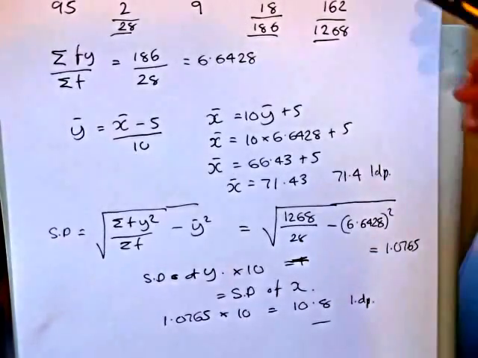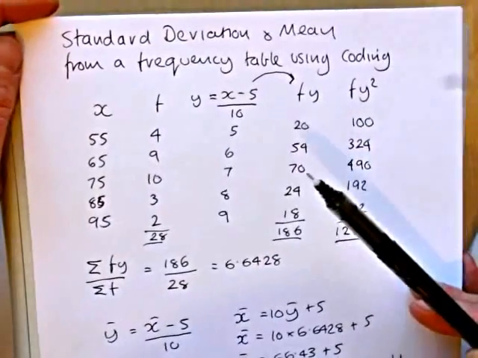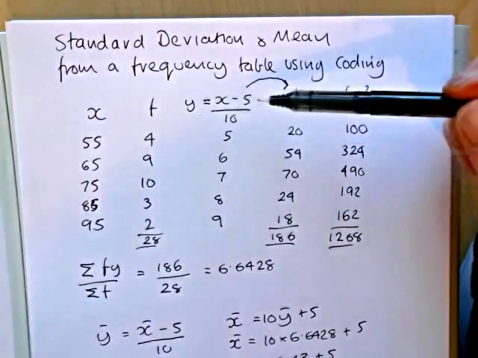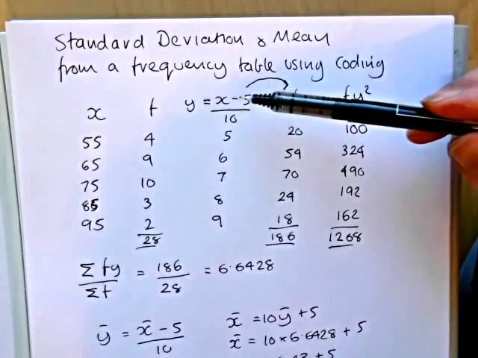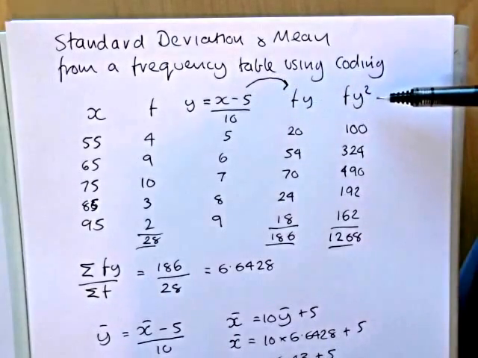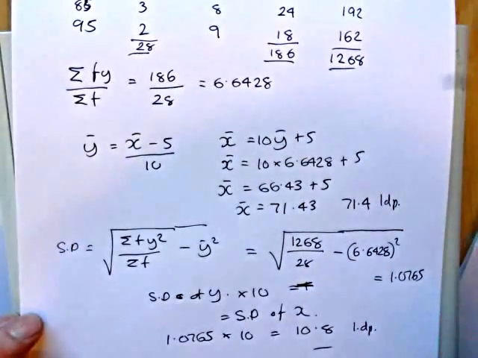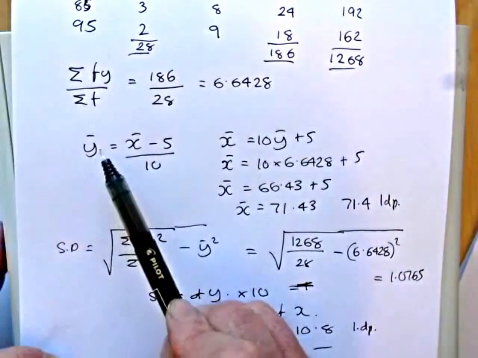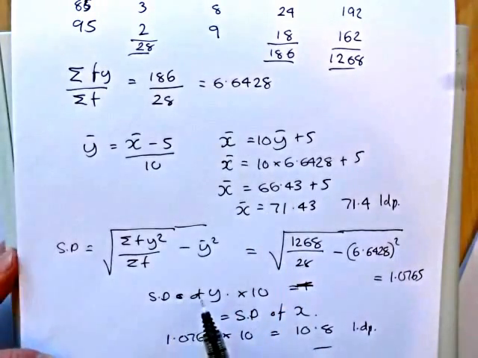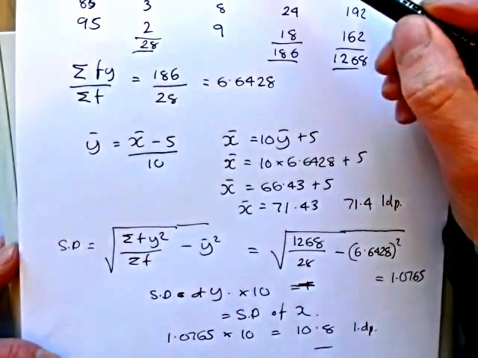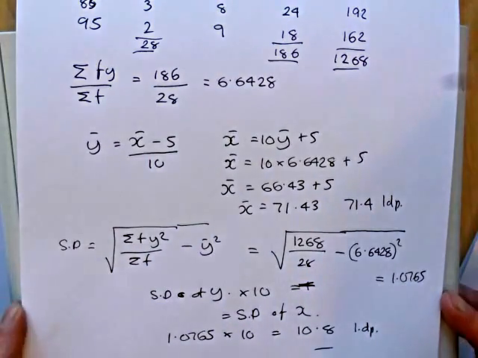Important things to remember is how to code. To use the coding, that's fairly simple. Finding f times y is simple. Be careful on Fy squared. Make sure it's y times Fy to get Fy squared. Make sure you substitute it into your formula and you know how your calculator works. And on the adjustment for y bar, you need to completely reverse what was done. The adjustment for the standard deviation is to simply multiply it by what you divided by in the coding. And that's how we find the mean and standard deviation from a frequency table using coding.